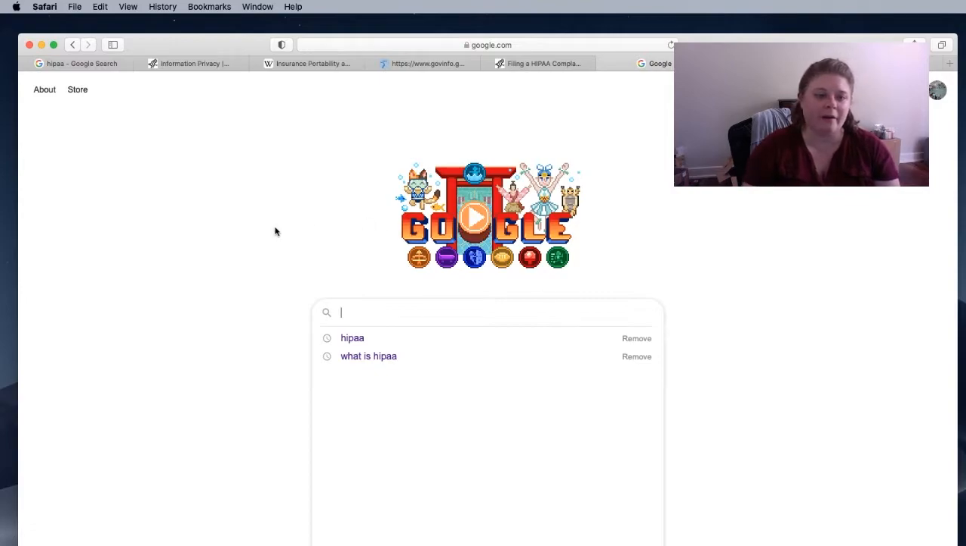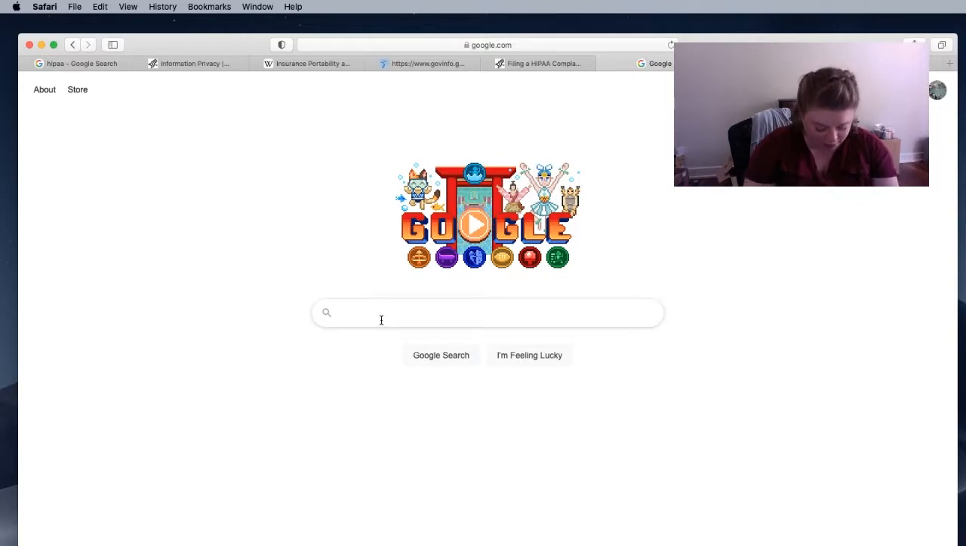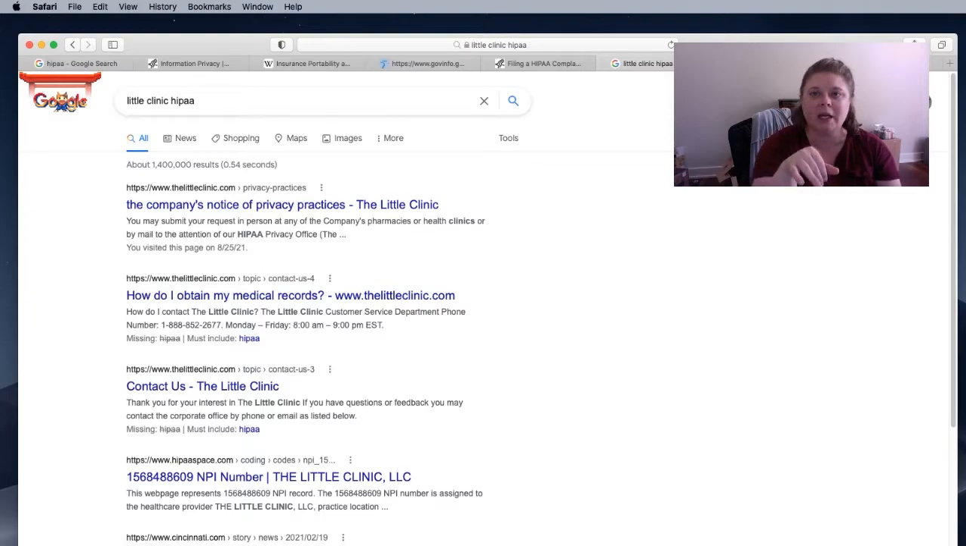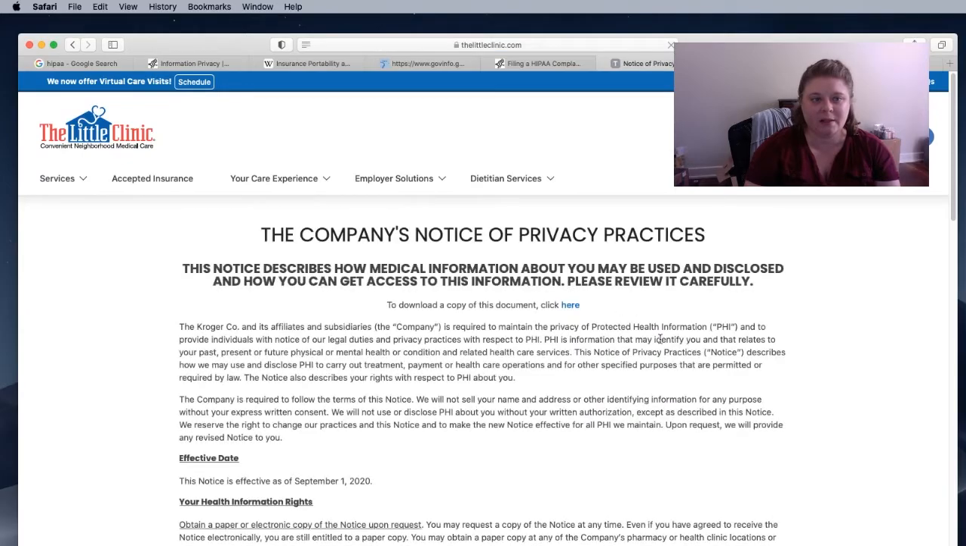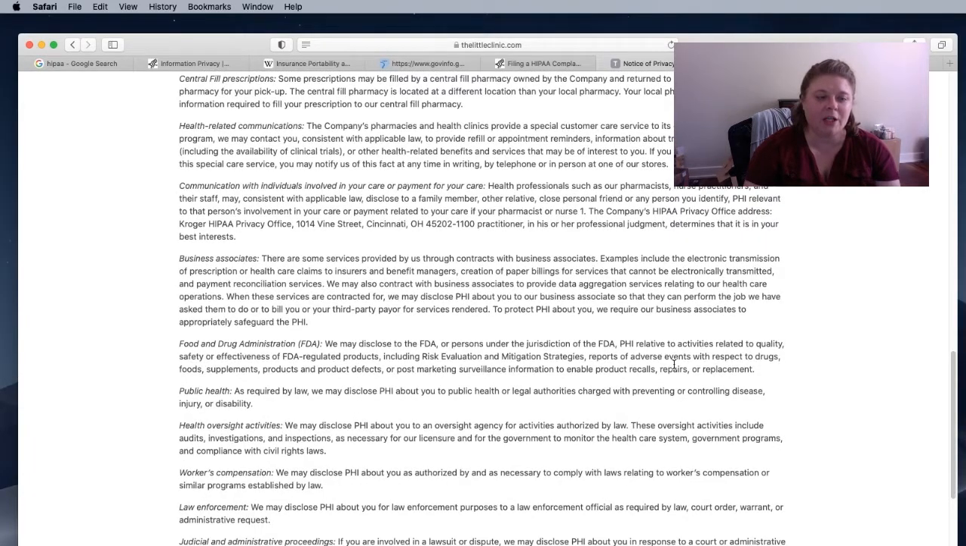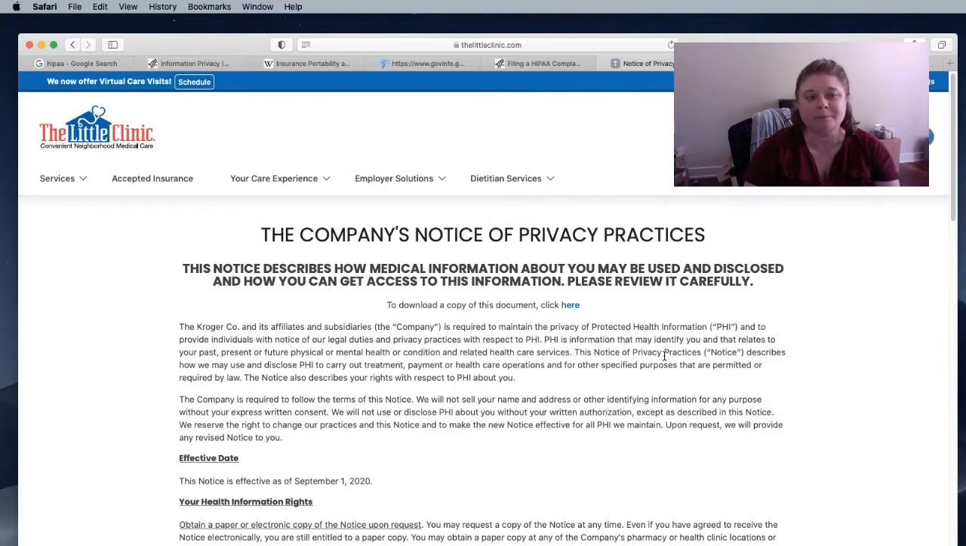Another thing to be aware of is that since HIPAA relates specifically to your healthcare provider, your health insurance, things like that, if you're wondering what your healthcare provider's HIPAA policy is, you can always look that up. For example, let's look up Little Clinic HIPAA. Little Clinic, as you might know, is the clinic inside of Kroger's. You can find information about the company's notice of privacy policies. This is essentially them following through on HIPAA, making sure that they are protecting your healthcare information.